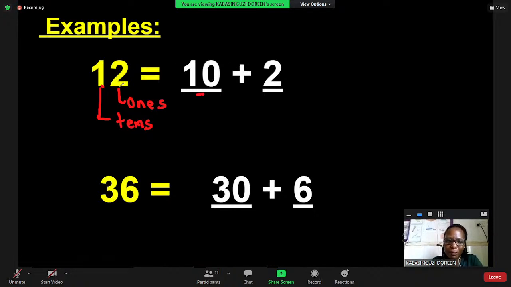This 2 is in the place value of ones. Are we together? So this 2 will be 2 times 1, which will remain 2. So our expanded number will be 10 plus 2 from number 12. That means even when you add 10 plus 2, it will automatically give you 12.